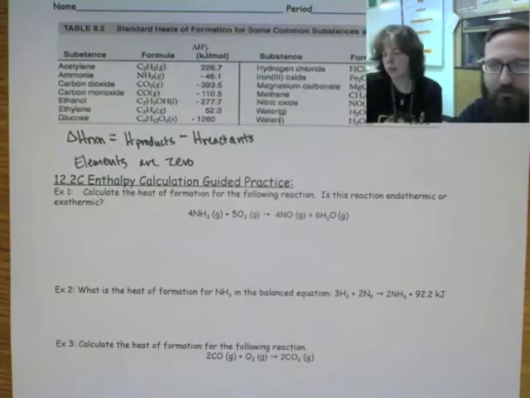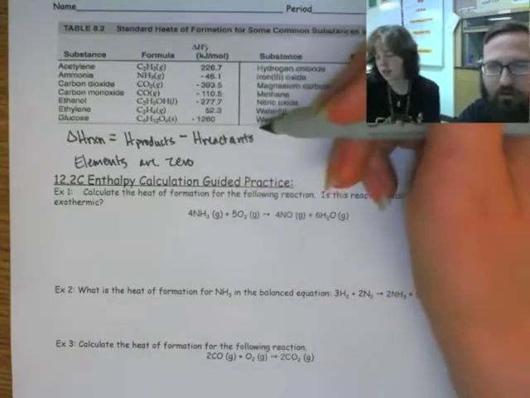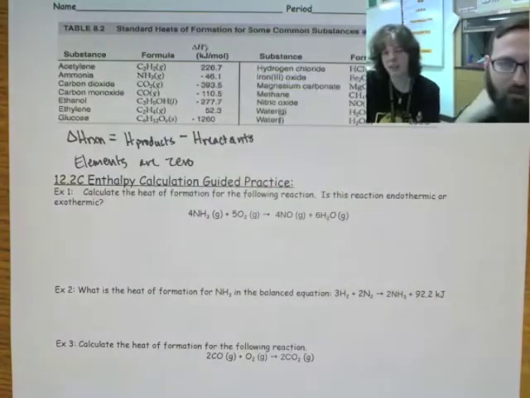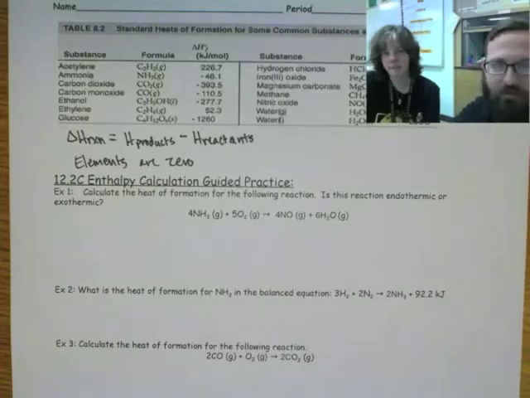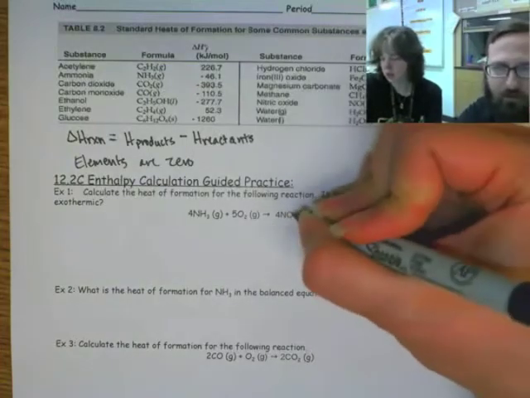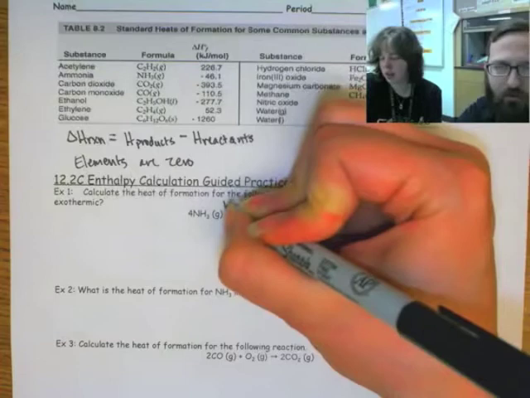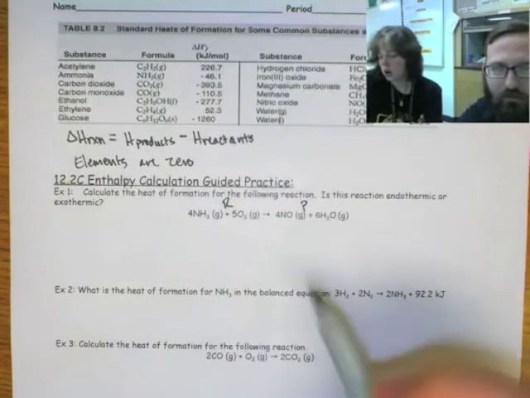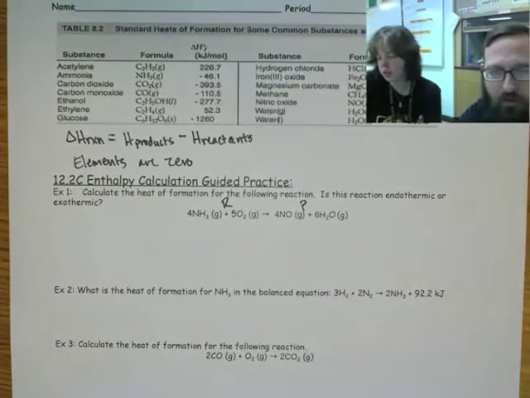So we said we needed products minus reactants. So which side's the product side? Product side is stuff that's being made, so it's on the right of the arrow. So these are our products. These are our reactants. Keep those straight. So on our product side, what's our first product? We've got 4 of our NOs.